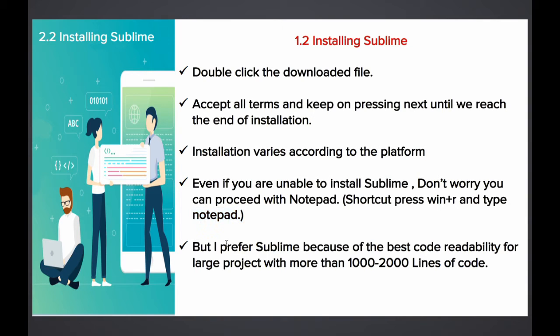The reason why I prefer Sublime is because of code readability. At times, we will be working on large projects with more than 1000 to 2000 lines of code. At that time, code readability is a great factor. If you are unable to comprehend the web code in a proper sense, it will take a lot of time to make any changes required. Moreover, the maintenance will be a tough job if you are not using a proper text editor.